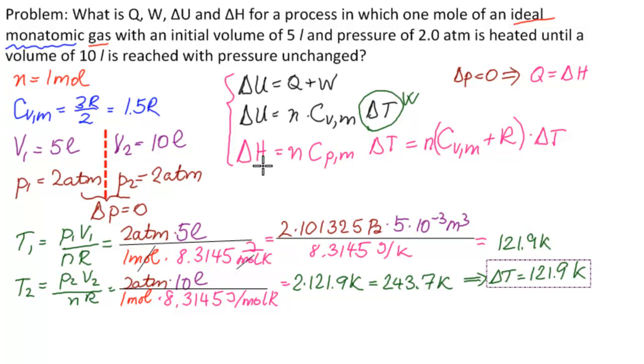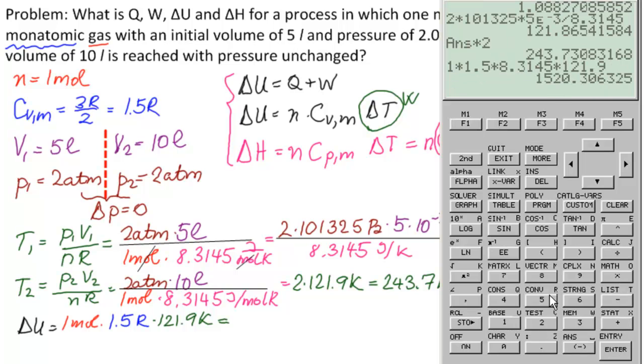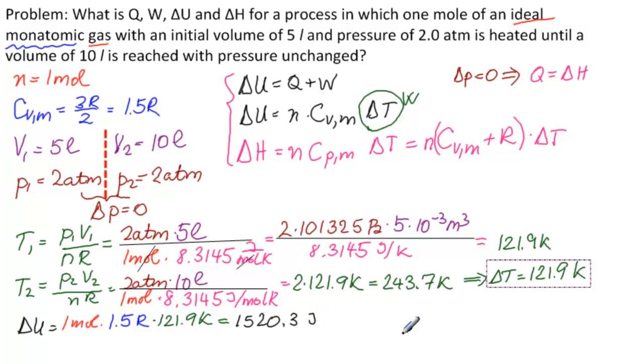Now we're ready to do delta U and delta H. So delta U is equal to n, which is one mole, times C_V,m, which is 1.5R, that's in joules per mole Kelvin, and then 121.9 Kelvin for delta T. So this is joules per mole Kelvin. Moles and Kelvin cancel. We're left with joules, as we should be. Let's multiply. So we have 1 times 1.5 times 8.3145 times 121.9, and we get 1520.3 joules.